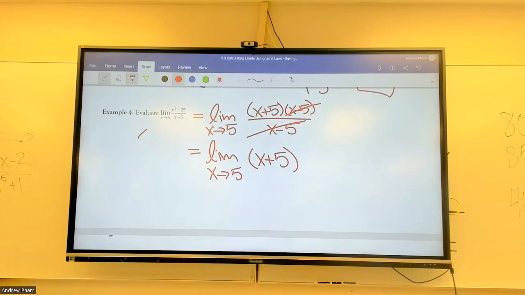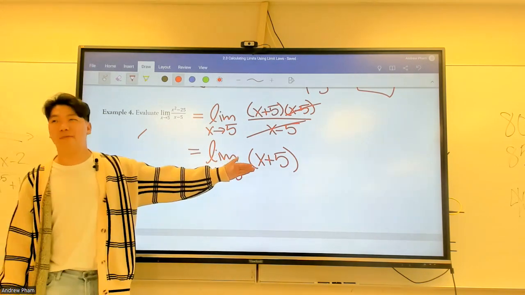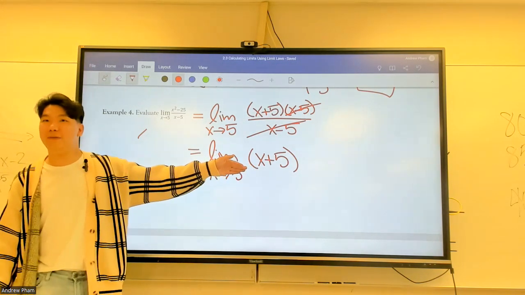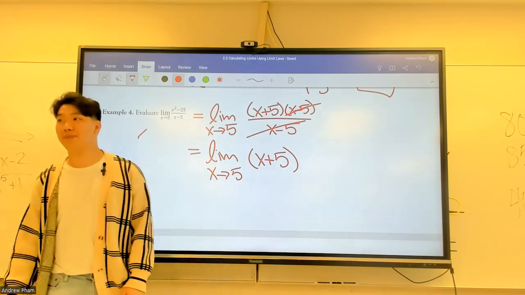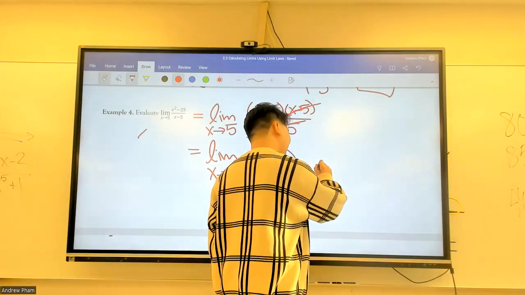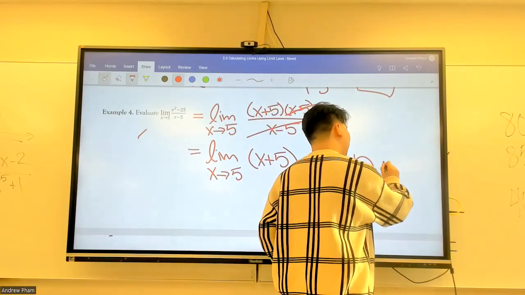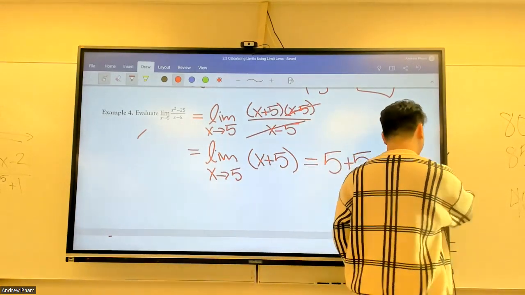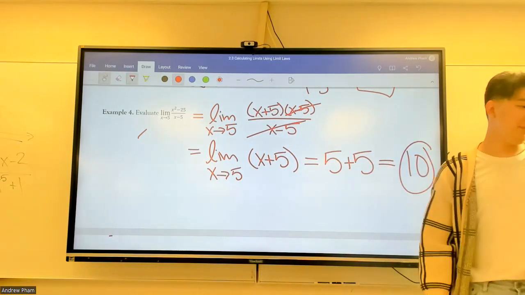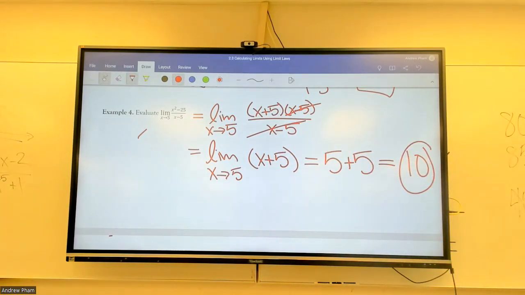What can I do from here? Well, I got rid of my problem. Let's try plugging in 5 again. What happens whenever I plug 5 into here? I get 5 plus 5, which I believe we all know to be 10. And then we're done with example 4.